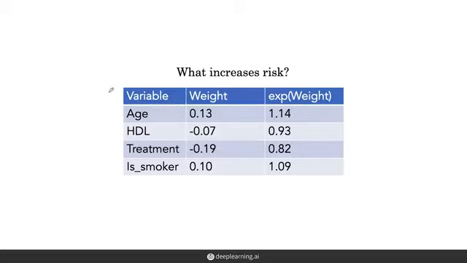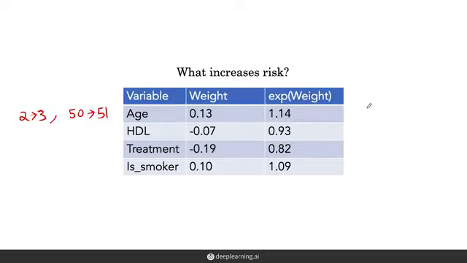So here we have an example where we have four patient variables: age, their HDL cholesterol, and don't worry too much about what this means, whether they had treatment, and whether they are a smoker. And so we have our Cox proportional hazards model with the following weight attached to these variables. Now we can take the exponent of those weights to get the factor risk increase associated with that variable. So we can see that increasing age from, let's say, 50 to 51, or whatever unit increase this can be, so this can be increasing age from 2 to 3, would increase the risk by a factor of 1.14.